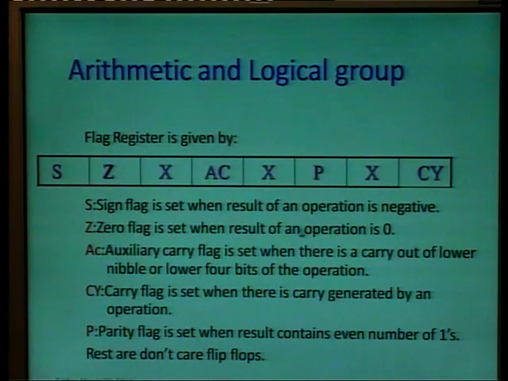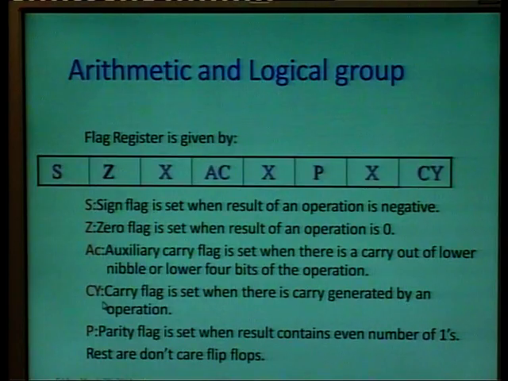The zero flag is set when the result of an operation is 0. The auxiliary carry flag is set when there is a carry out of the lower nibble, or the lower 4 bits, of the operation. When 2 8-bit numbers are being added and the addition of the first 4 bits of one number with the first 4 bits of the second number generates a carry transferred to the 5th bit, then the auxiliary carry flag is set.